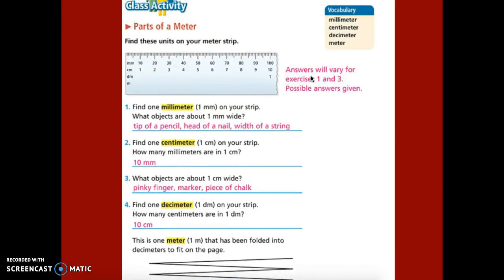All right, so that just gives us some perspective about how big these measurements are. And that's going to help us as we move on and start talking about how to move between these different measurement systems.